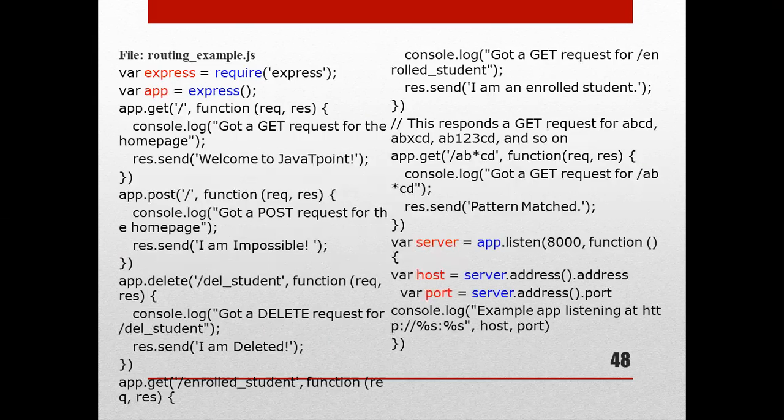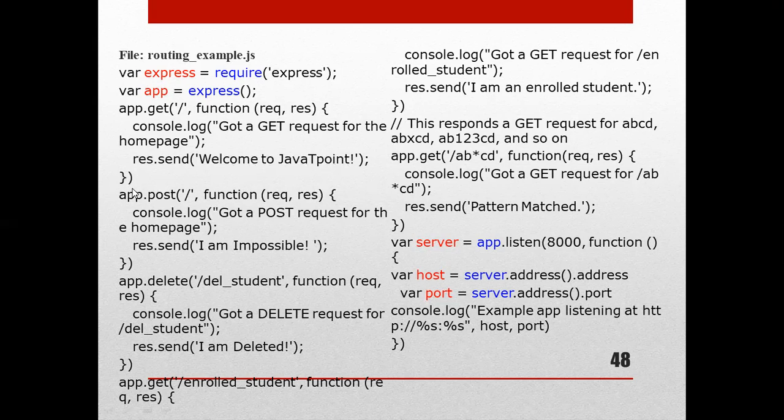So here you can see the example for routing. We have to import the express module using the require function, then initialize express. Then we use app.get with a function taking request and response. Here console.log prints a message like got a GET request for the home page. First we are printing the message, then response.send. What are we going to send? One message like welcome to the Javatpoint.